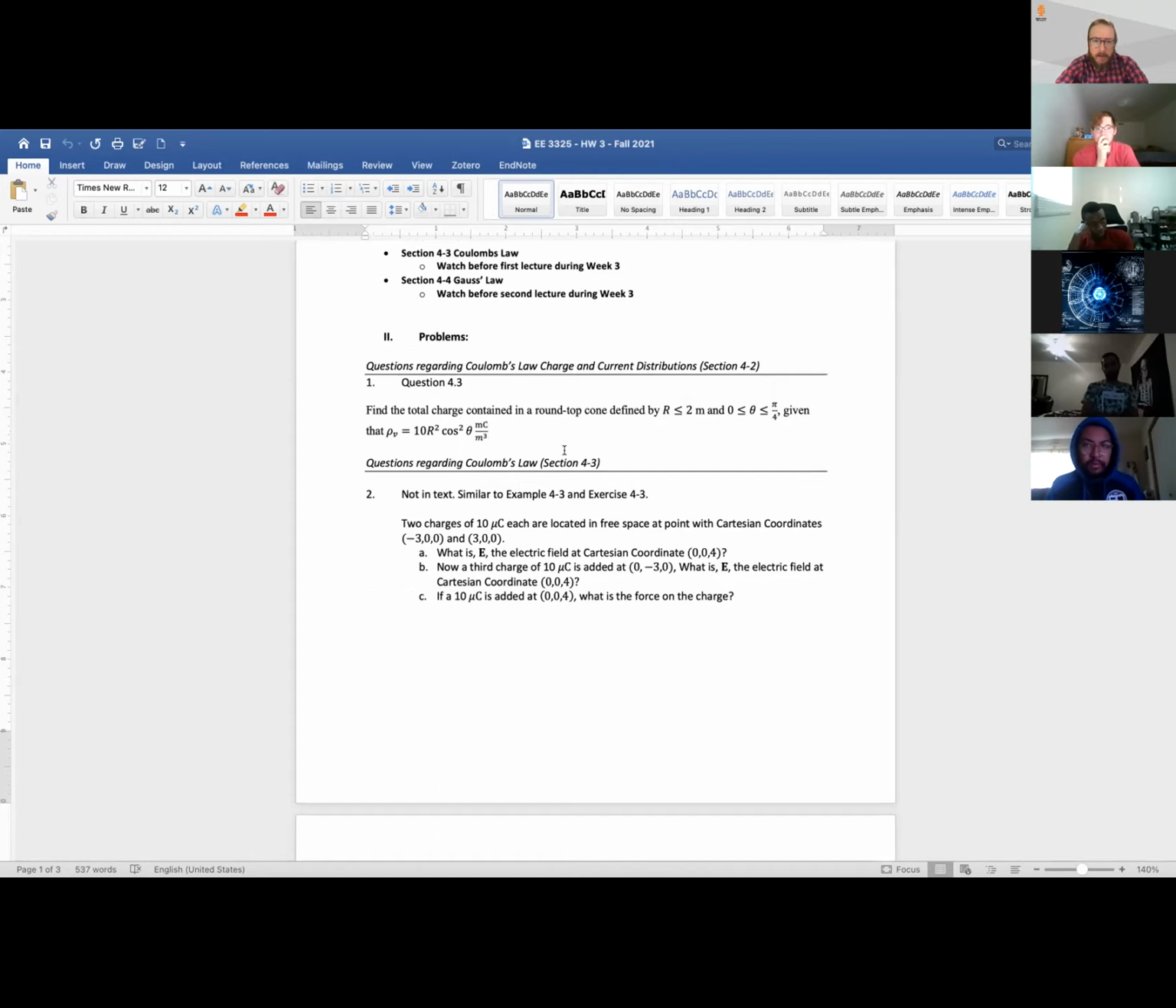So we're given a volume in this problem. It says it's a round top cone. And what does this number mean? So this says rho V. What is that describing to us?